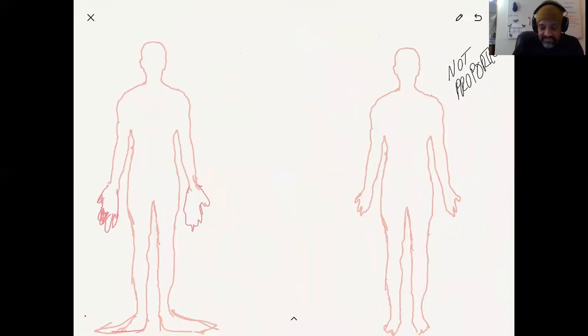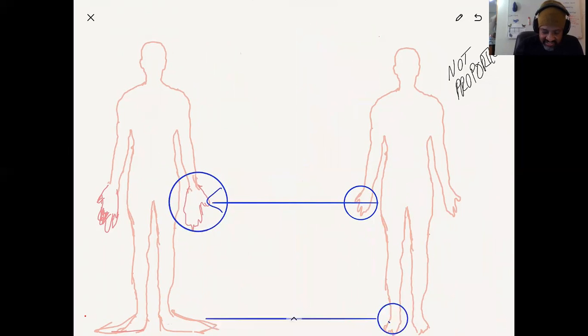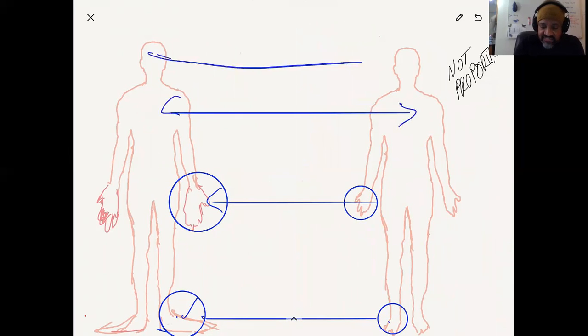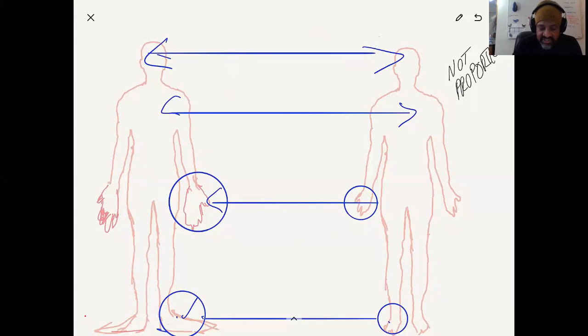Here's another picture. Are these 2 guys proportional? Well, they look pretty much identical until you start to look at their hands and their feet. His hands are much bigger than his hands. His feet are much bigger than his feet. So they're not proportional, right? Even though their bodies up here and everything else looks proportional, their hands are not.